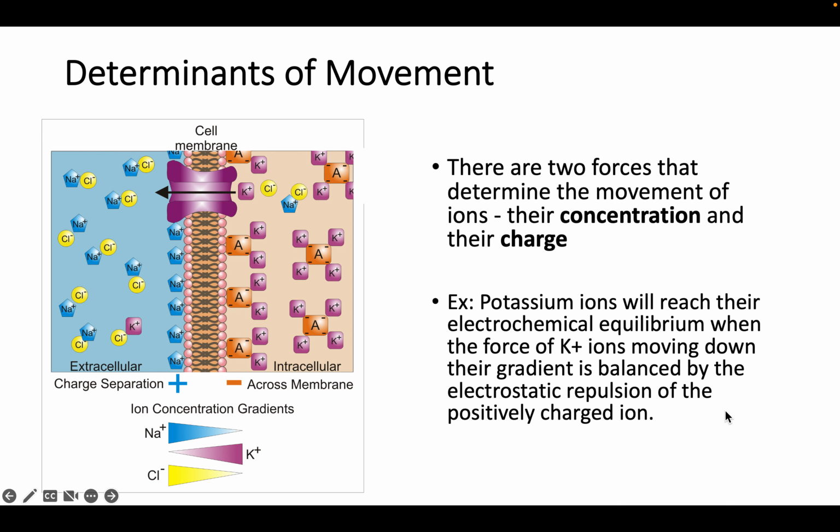So the force of potassium ions moving down their concentration gradient is balanced by the electrostatic repulsion of the positively charged ion, as well as the chemical movement or the concentration gradient, all right? So you have this electrical force, you have this chemical force, where these two meet, and when we're balanced, that's known as the electrochemical equilibrium, and the voltage across the membrane for that particular ion, that's known as the equilibrium potential for that ion. So potassium has its own, sodium has its own, calcium, chloride, magnesium, and so on and so forth. All right. We'll focus primarily on sodium's and potassium's equilibrium potential here in just a little bit.